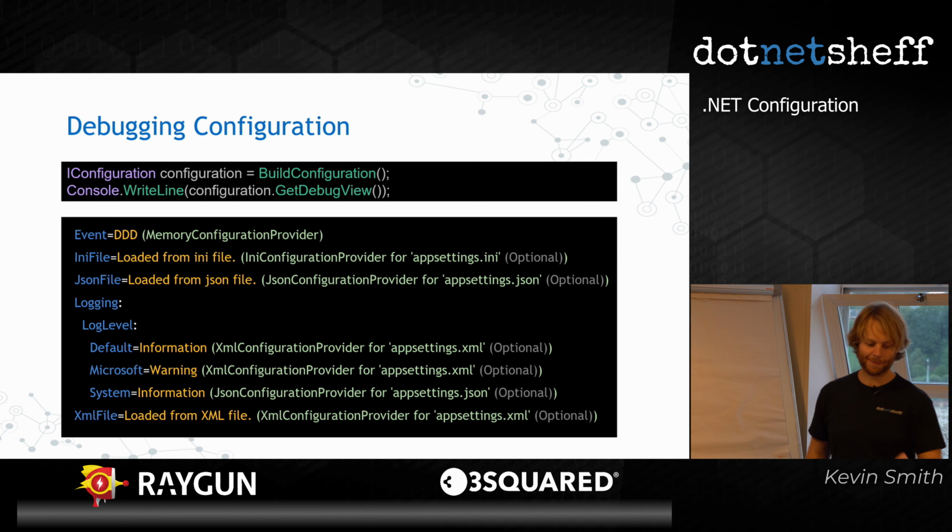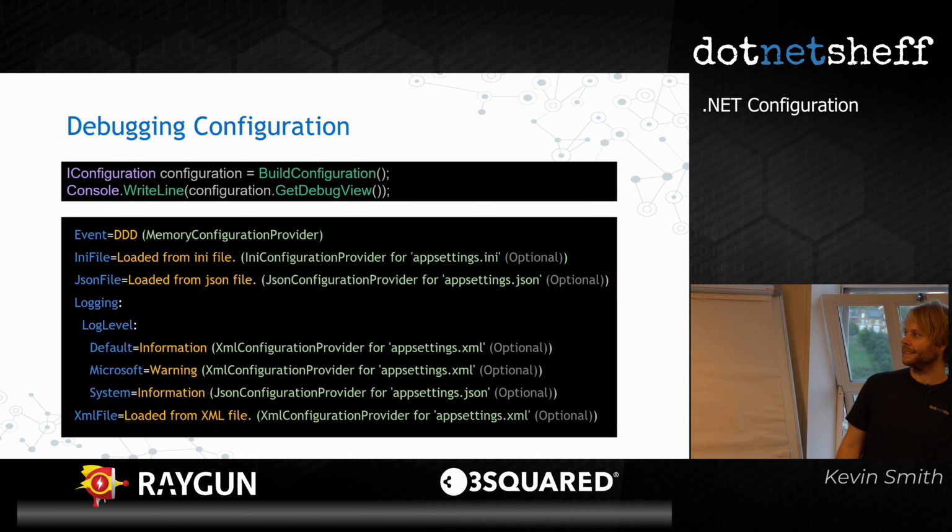Most projects are built up with loads of different configuration providers, so you might be loading from multiple files on disk, environment variables, command line arguments, or whatever else. There's a way to get a debug view of everything it knows about, which is quite useful. Once you've got an IConfiguration from building it, you can call GetDebugView, and this will splat out a big massive string which tells you what all the values are and where they've come from.